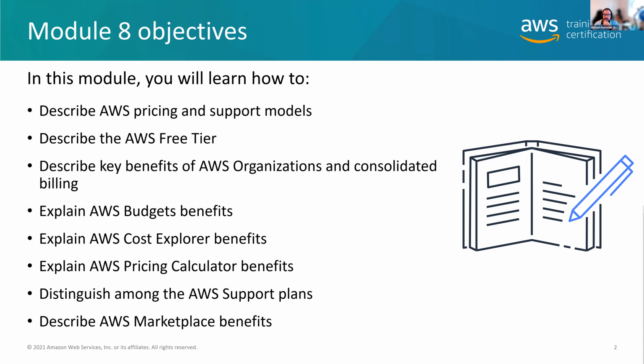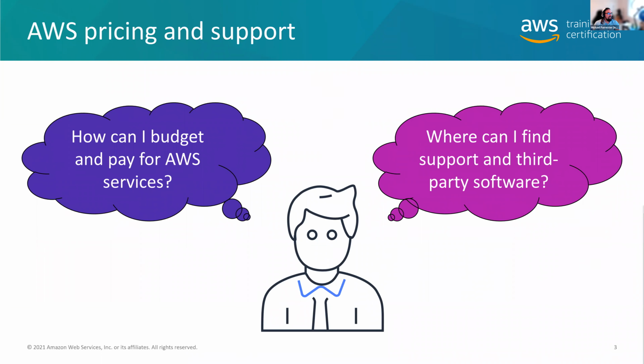And then we're going to talk about the simple monthly calculator and the AWS calculator, or is it calculator? It's calculator.aws, sorry. And then understanding there's a marketplace where you can not only pick up third-party software, but you can also pick up things like WAF rules and stuff like that. So how can you pay and budget for AWS services, and where can you find support and third-party software?